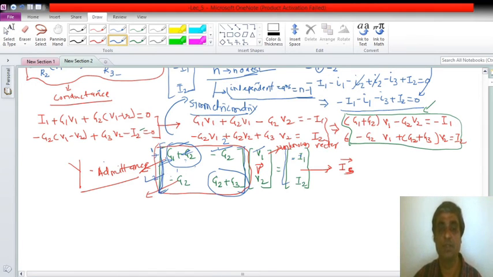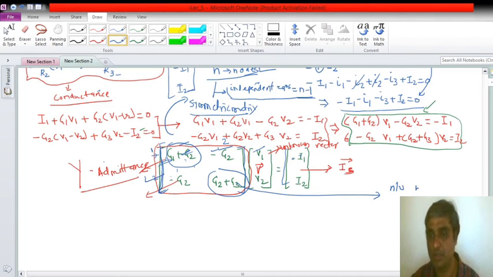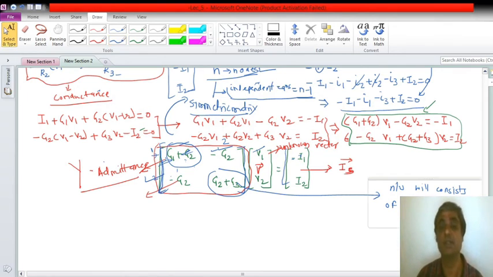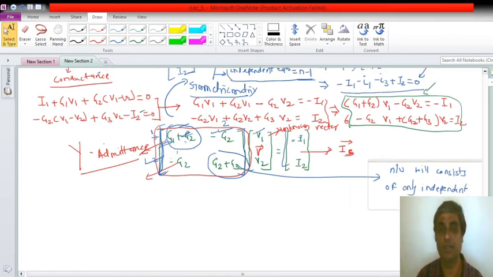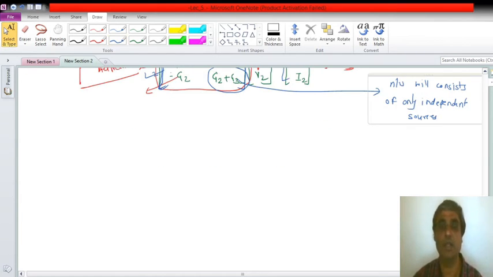This is your symmetric matrix, but the condition is that only when your network consists of only independent sources, then only you will get the symmetric matrix. That we will also clarify with one or two examples.